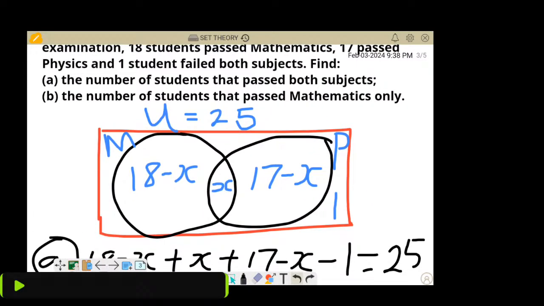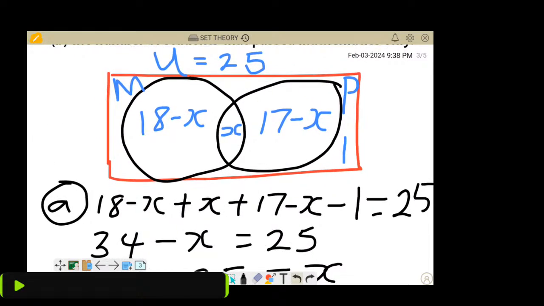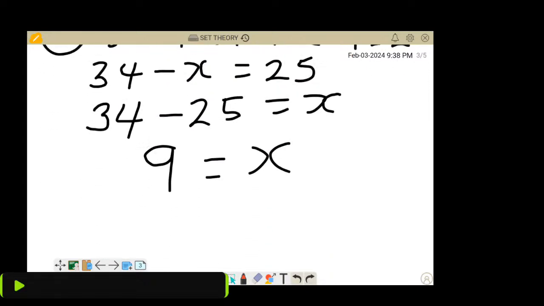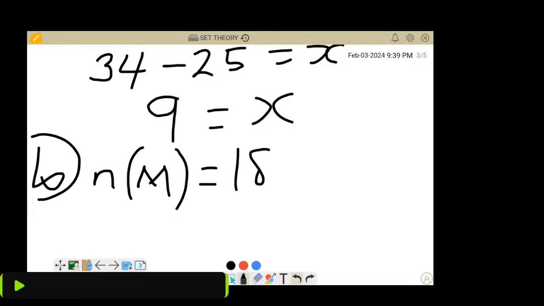And the B part of this question, the number of students that passed mathematics only. To get the number of students that passed mathematics, this region alone represents students that passed mathematics only, and we found the value of our X to be 9. Therefore, we can say our B part will be equal to the number of students that passed only mathematics, and that will be 18 minus 9, and that will be 9 students that passed mathematics only.